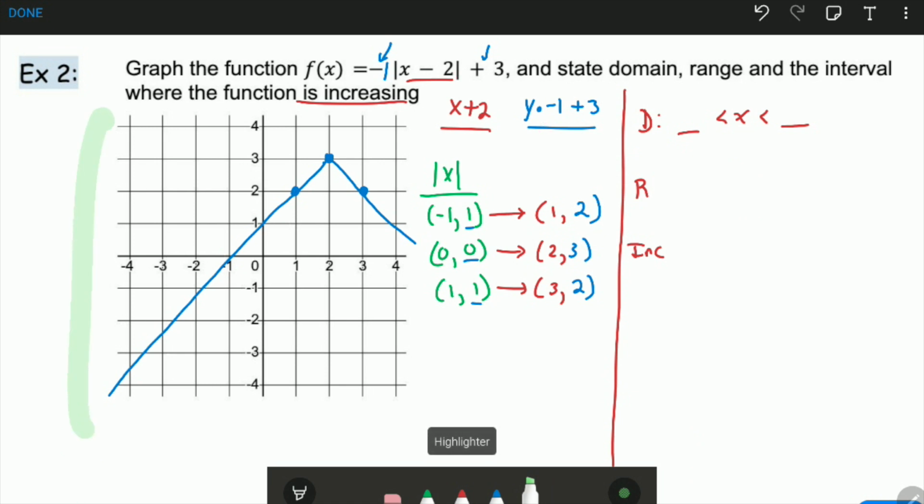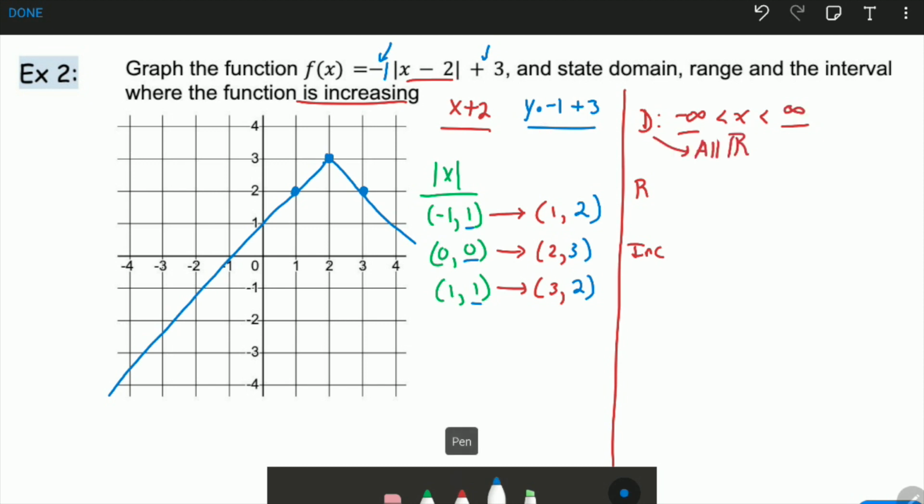As far as domain goes, if we do the same thing we normally do, from the left side, we hit the graph right away. It's running off. So negative infinity. From the right side, same thing. Positive infinity. So unless the graph is restricted, all transformations done on absolute value functions will still give you all real numbers for the domain, assuming you aren't restricting the domain of the function in the first place.